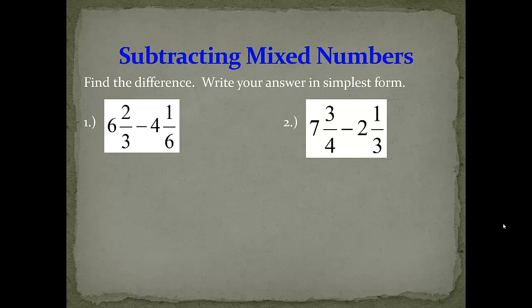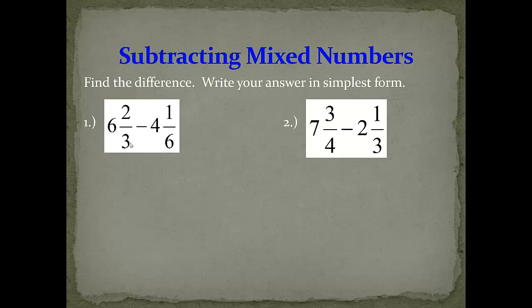Our first step is to see if we have common denominators. So our denominator for our first mixed number is a 3, so that fraction has a 3, and for the second one we have a 6. Since these are different, we need to make them the same. So we need to find our least common denominator, or our least common multiple of 3 and 6. That number would be 6.